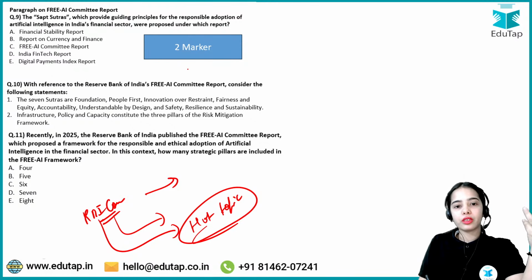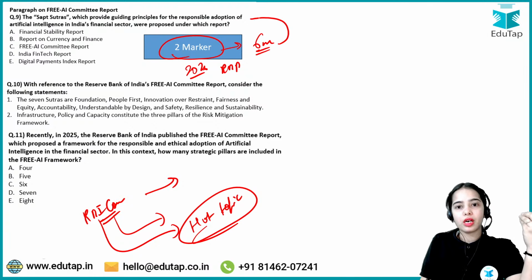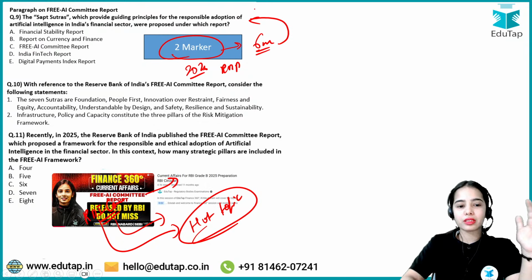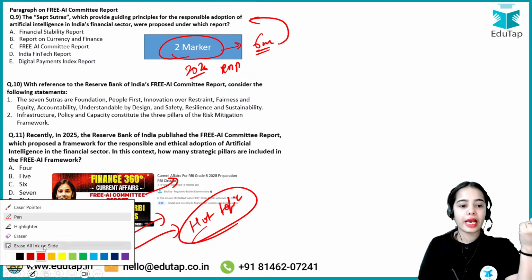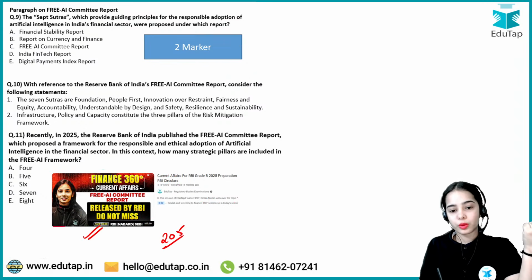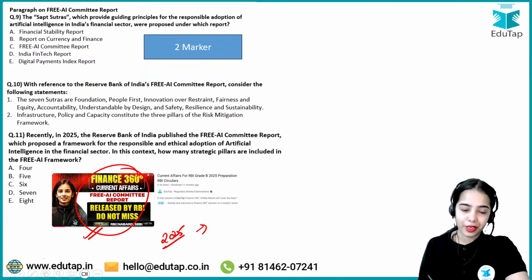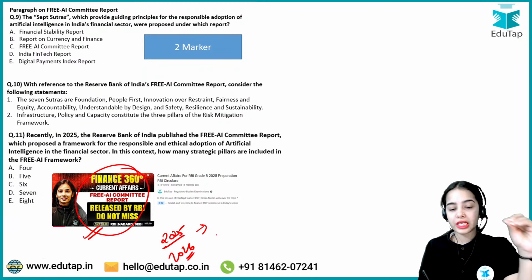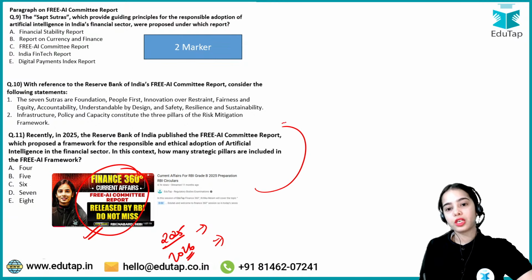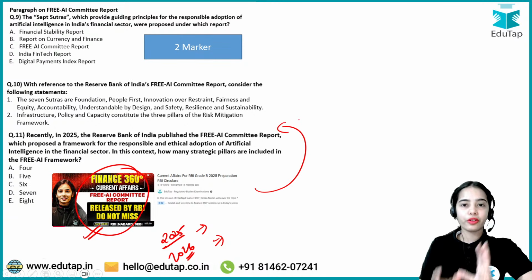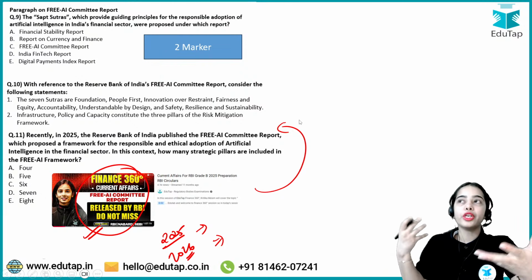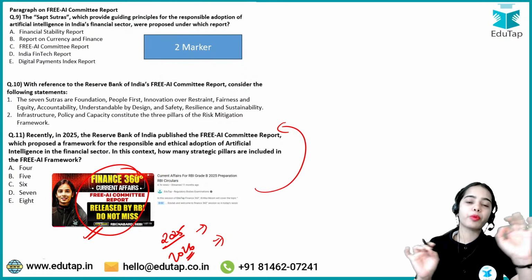So you can see that in the 2026 RBI Grade B examination, there were 6 marks from the Free-AI report. We discussed this report in August 2025. In the 2025 RBI Grade B examination also, there were questions from the Free-AI report. If I remember correctly, there was a descriptive question also from it. In 2026 also there were questions from the Free-AI report. So if there is a new, unique report that the RBI is releasing, that report becomes very important.